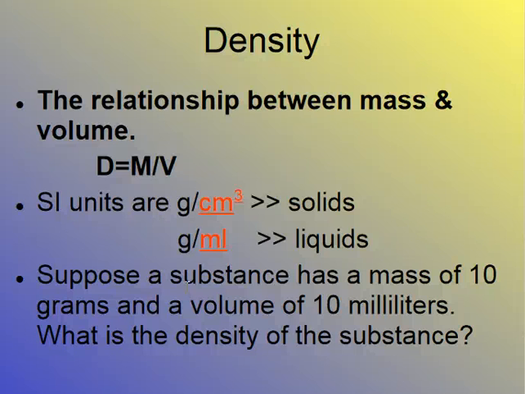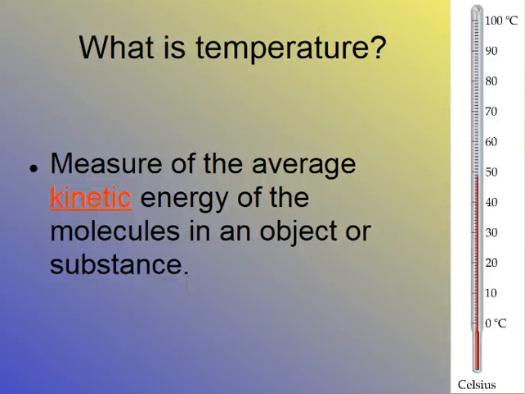Now, you might ask, density, what are we going to use it for? We're actually going to use it to identify objects. Okay? And, I forgot about temperature. We also need to talk about temperature a little bit. The measure of the average kinetic energy of the molecules in an object or substance is considered temperature. In other words, it's how fast those molecules are moving.